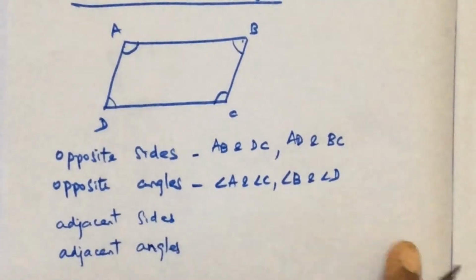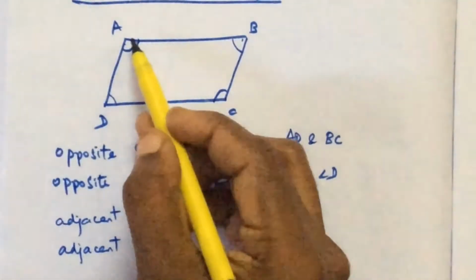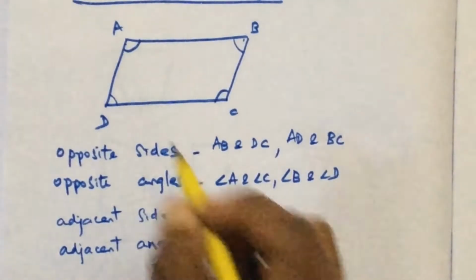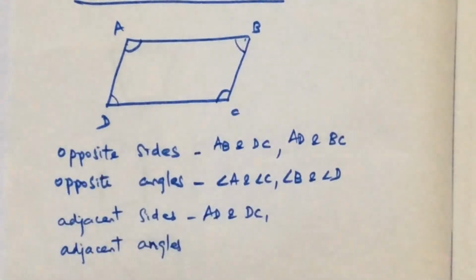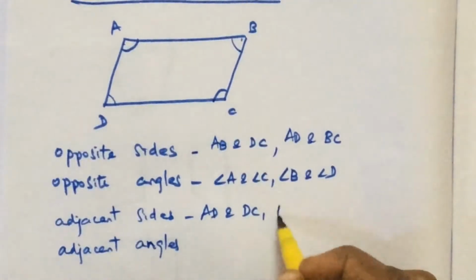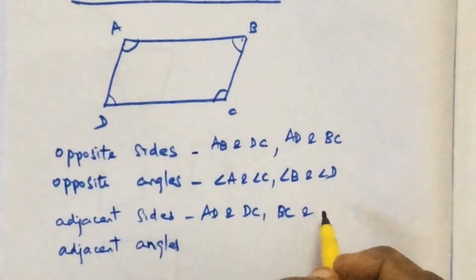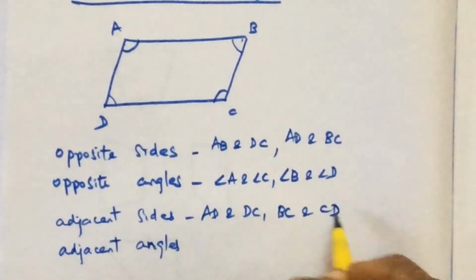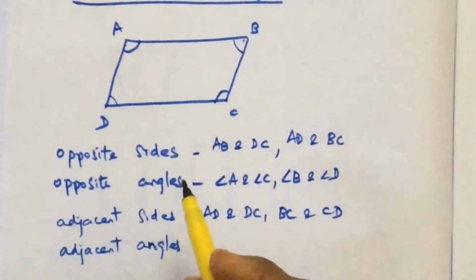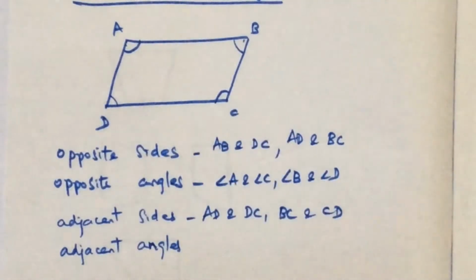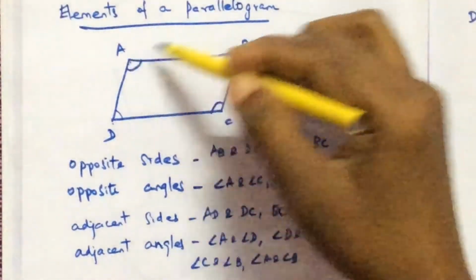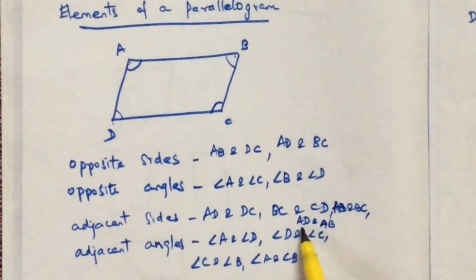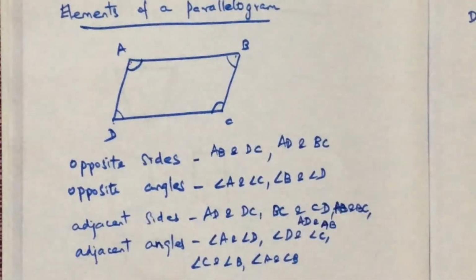Then what are adjacent sides? Adjacent means nearby. So AD and DC are adjacent. These are nearby sides. Similarly, this BC and this CD. You can write CD or DC. These two sides are adjacent. Similarly, this side and this side are adjacent. AB and BC are adjacent. AB is here and BC is here. And AD and AB are adjacent. So totally there are 4 pairs of adjacent sides over here.